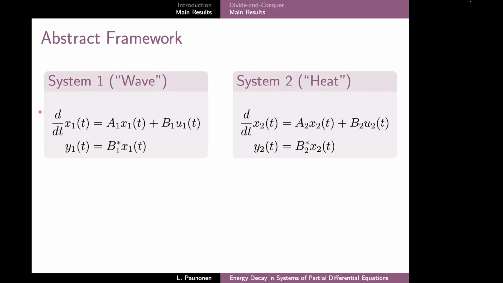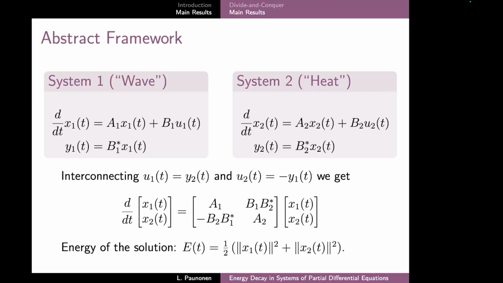So for these two abstract differential equations, our interest is then to investigate what happens to the energy when we couple these two systems together in a feedback loop. And the feedback interconnection we're interested in is again that we assign U1 to be the output of system 2 and vice versa, but with a flipped sign.